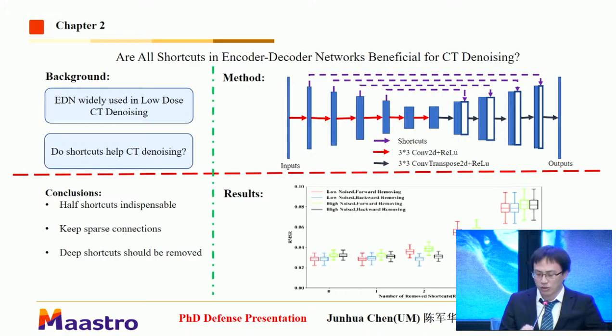Here are the experimental results of one architecture in one dataset. Results show that over half of the shortcuts are necessary for low-dose CT denoising. However, the network should keep sparse connections to some degree during network design, and deeper shortcuts have higher priority to be removed. The results of this chapter may provide some guidelines for better generative model design in the following chapter.